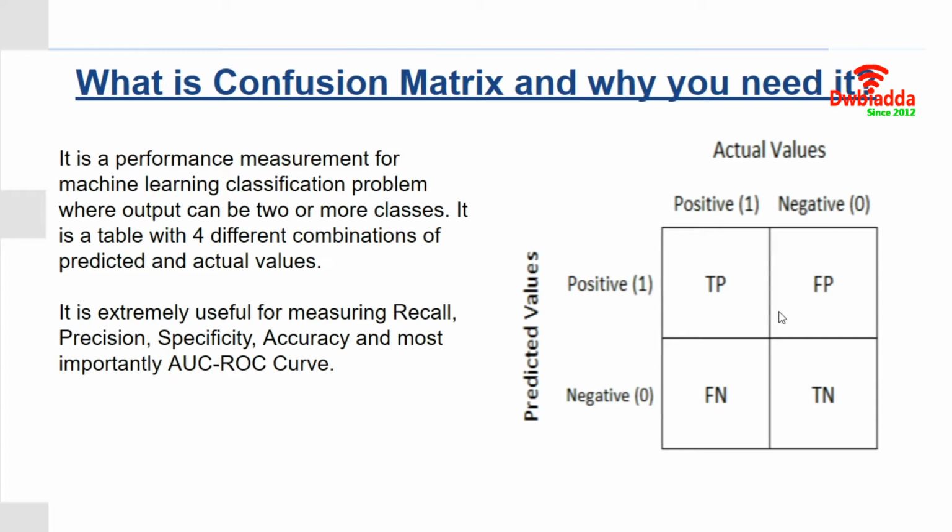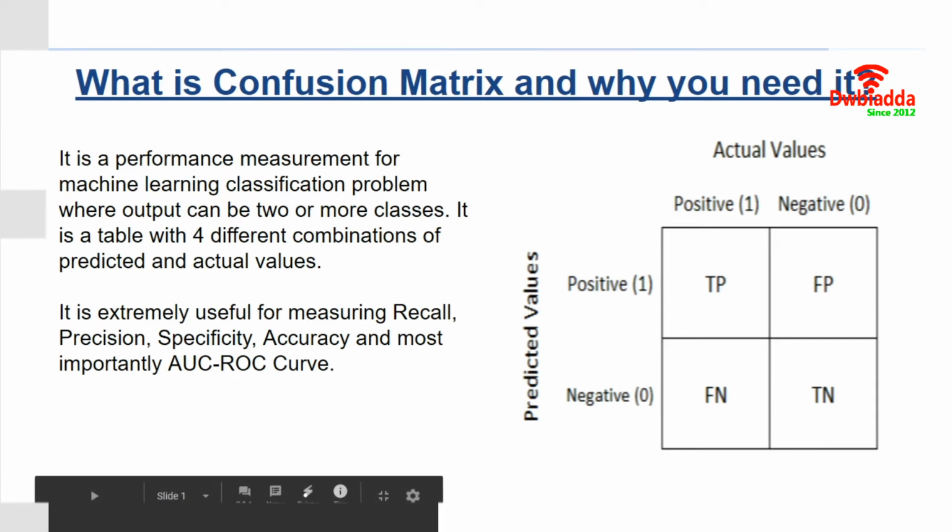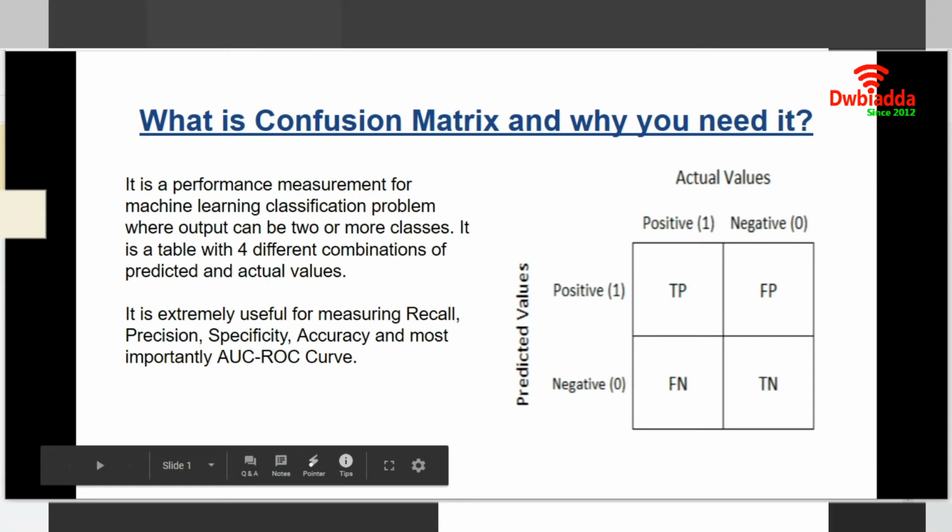So this is all about your confusion matrix, and you need it, as I told you, as a measurement for classification problems, because we have different classes in a classification. It is extremely useful for measuring recall, precision, specifically accuracy, and most importantly your AUC ROC curve. Now we will look at this confusion matrix graphically with one of our practical examples. Let's move on to the practical example.